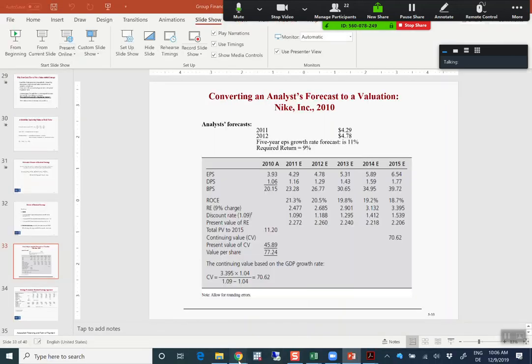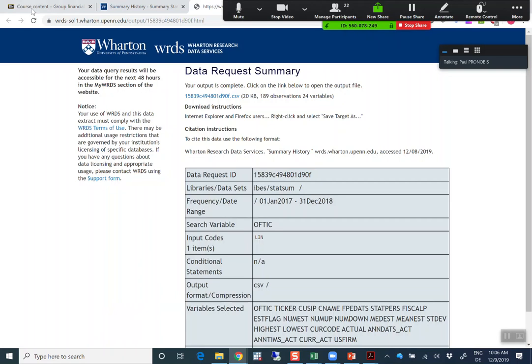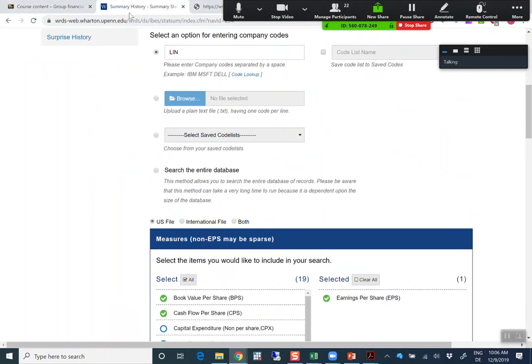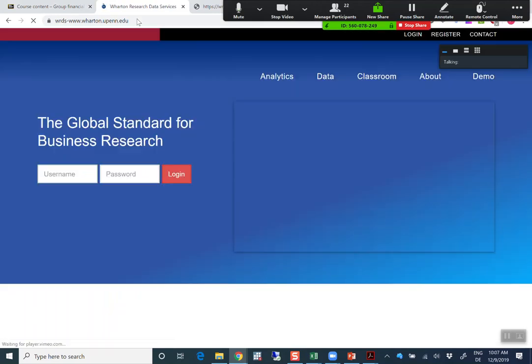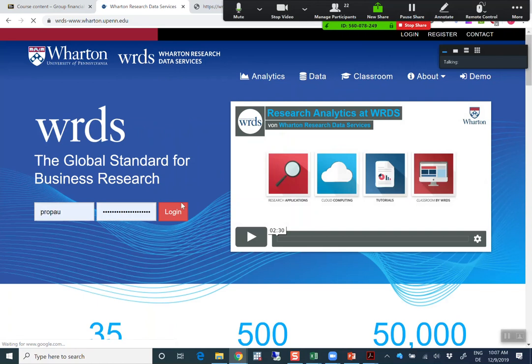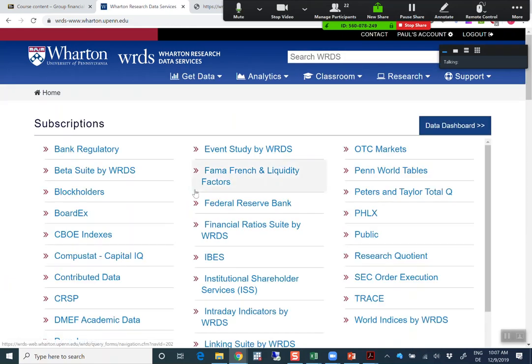Okay, so let me move on to the WRDS database. So I log in. So you all created the account, hopefully. So let's log in. For the return calculation around the announcement date, we used Compustat, Capital IQ. Regarding any analyst forecast, you'll find information in the so-called IBES database. So this is the link here.